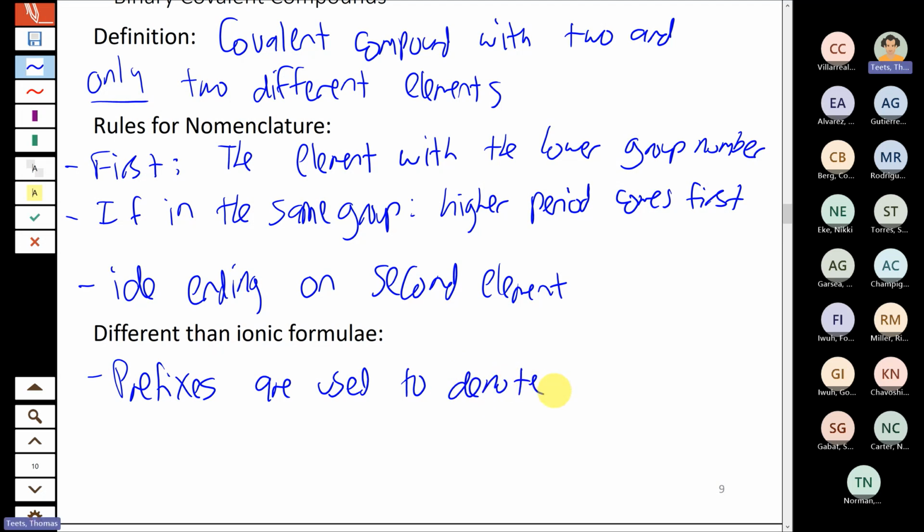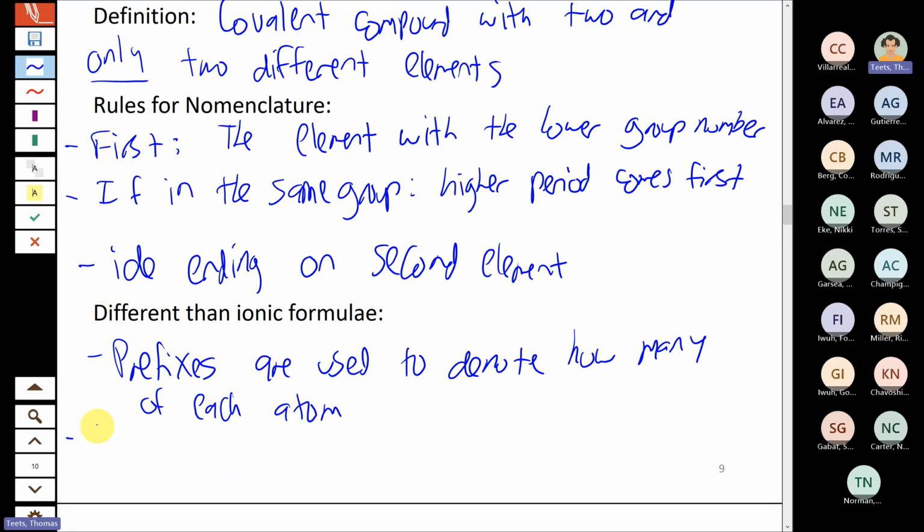So these are collections of nonmetals. So you don't have the situation of predicting which one's positively charged and negatively charged. It doesn't work that way anymore. We're sharing electrons. We're not forming ions here. So you need prefixes to indicate how many of each there are. And the other important distinction is that we don't reduce the formula to the lowest whole number ratio.